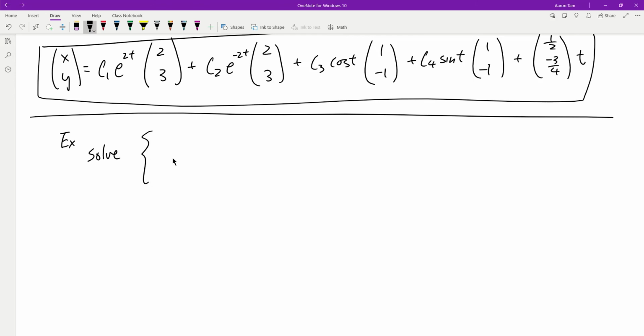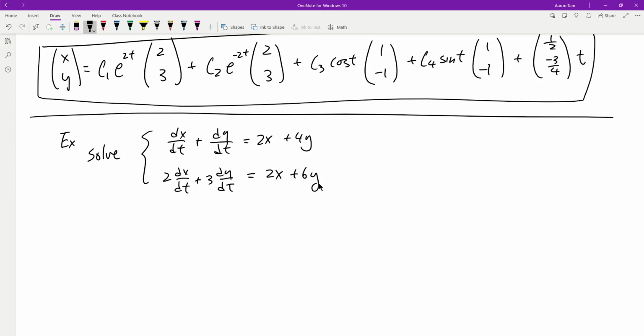Solve dx over dt plus dy over dt equal to 2x plus 4y, and 2 dx over dt plus 3 dy over dt equal to 2x plus 6y. So now notice that this one is a little different compared to the last two that we have done. In the last two, we had dx dt equal to something and dy dt equal to something. But this one is tricky in the sense that we actually have dx dt and dy dt together in two separate equations.